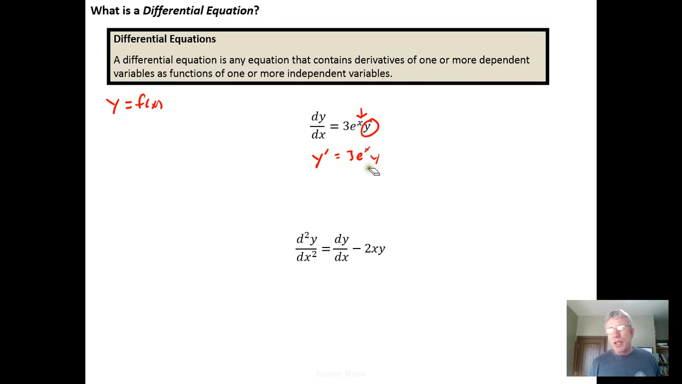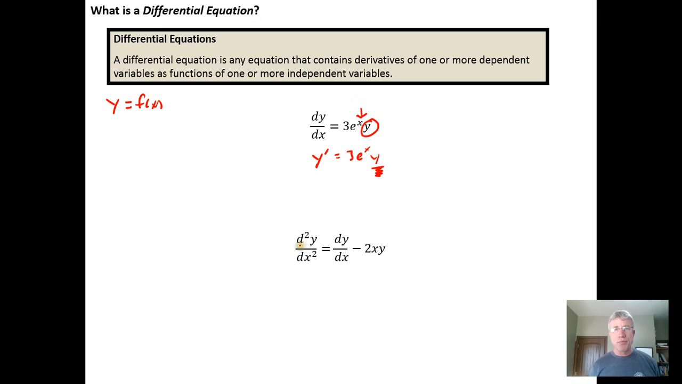And in general, what we're going to need to do is figure out what the function y is. We're going to have a differential equation: a derivative, a first derivative, a second derivative, an nth derivative, equal to some function of lower derivatives of y and possibly y itself. And our job will be to figure out what y is.